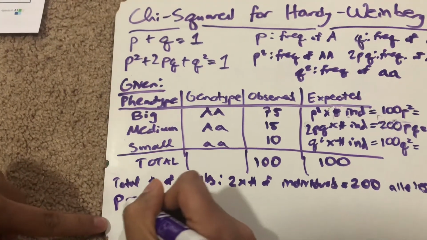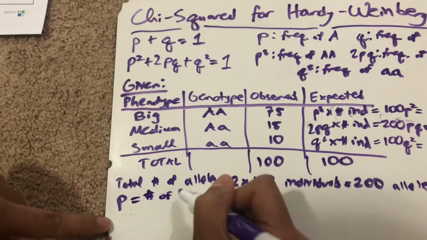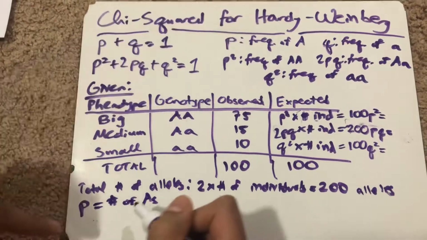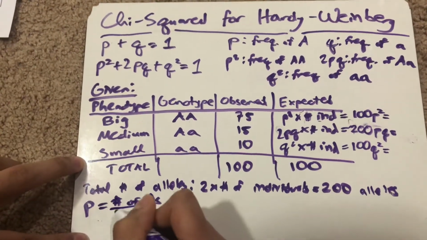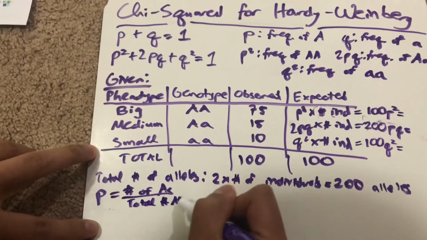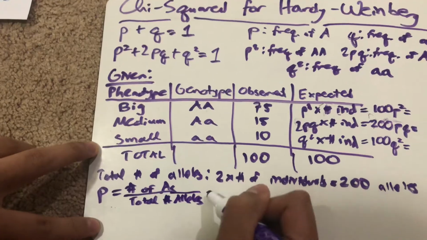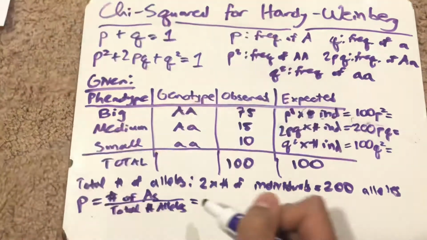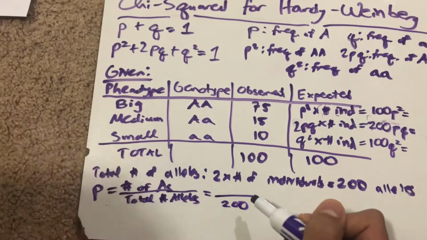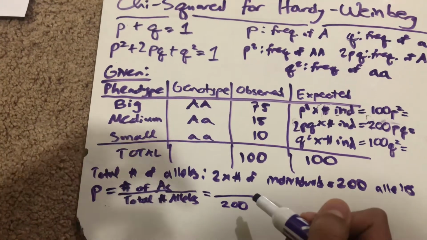So P is equal to the number of big A's, right? By definition, it's the frequency of big A. So it's the number of big A's over the total number of alleles. We already figured out the total number of alleles. In this case, it's 200. So we're going to put 200 in the denominator.